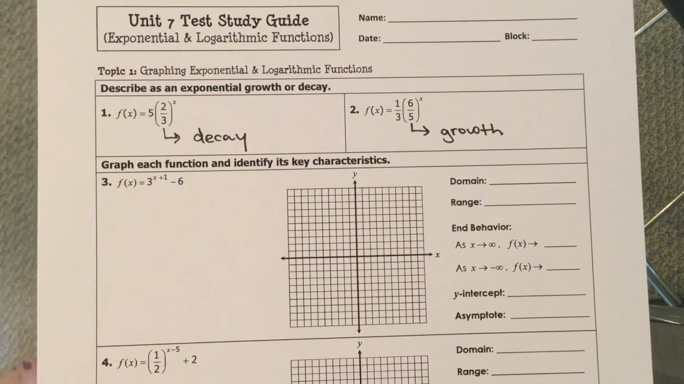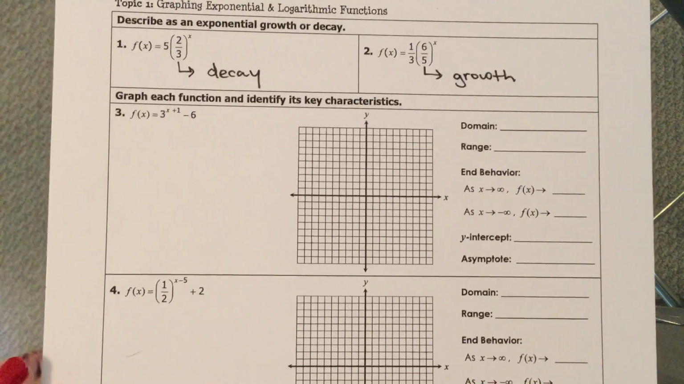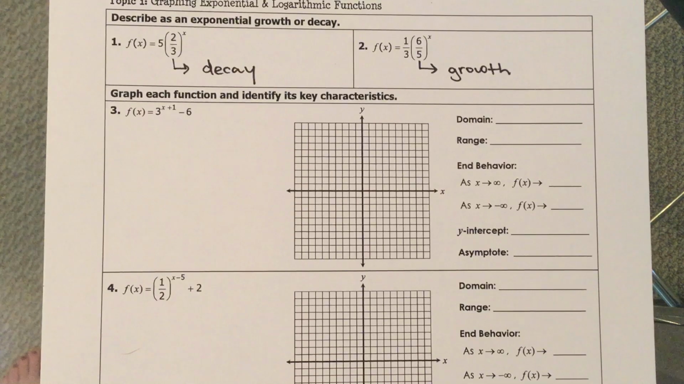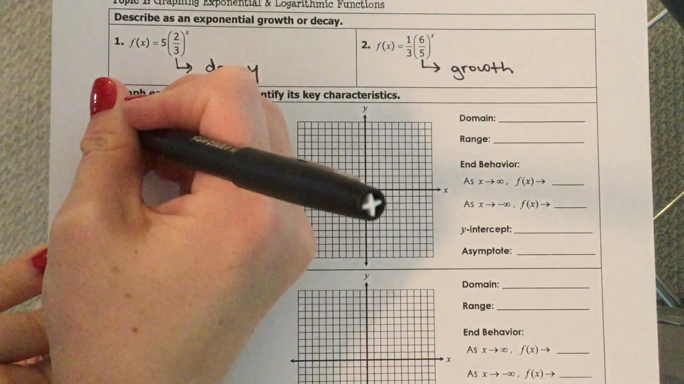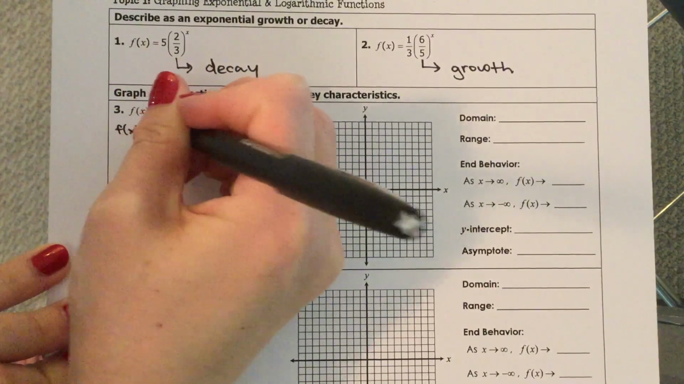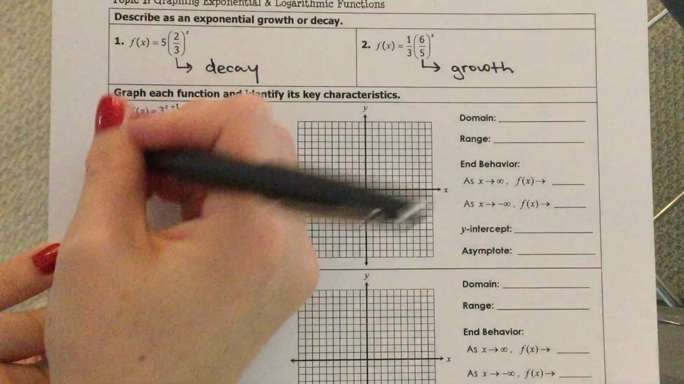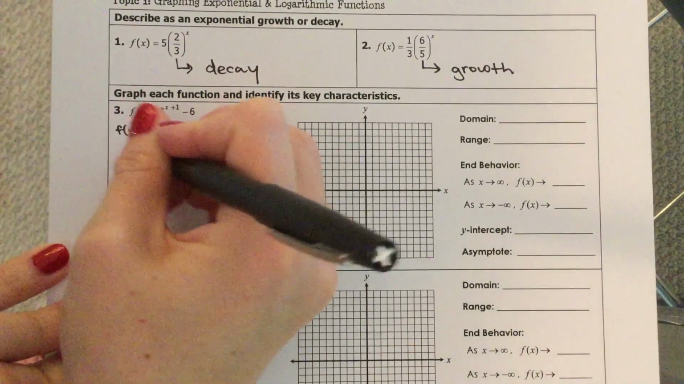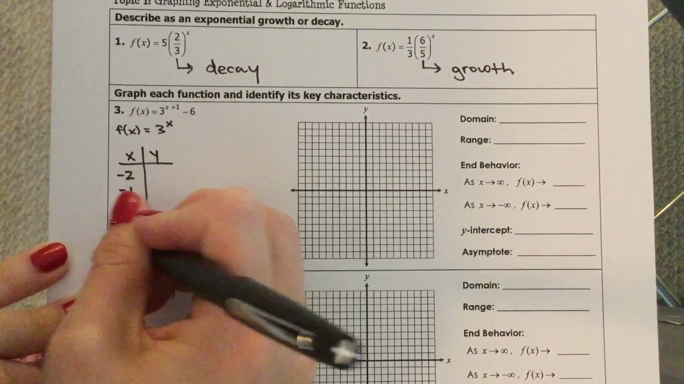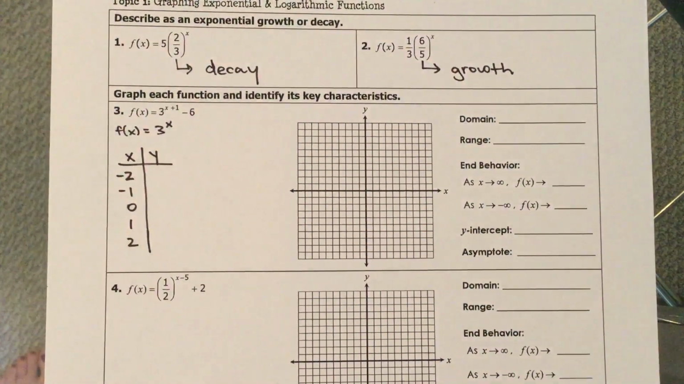All right, for 3 and 4, we've got some exponential graphs. So what we want to do is start by figuring out what our parent function would be, and then we can figure out how you're going to shift those values. Okay, so our parent function would be just 3 to the x. Okay, so remember we want to set up, this is kind of our initial, and then you can take that and shift it.